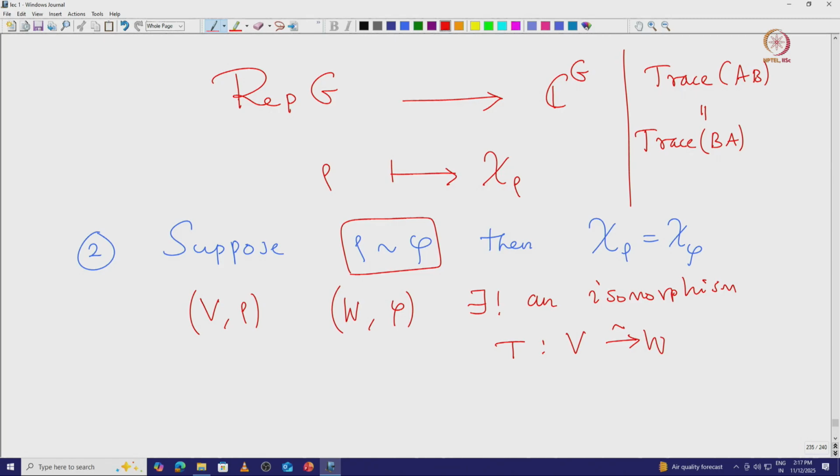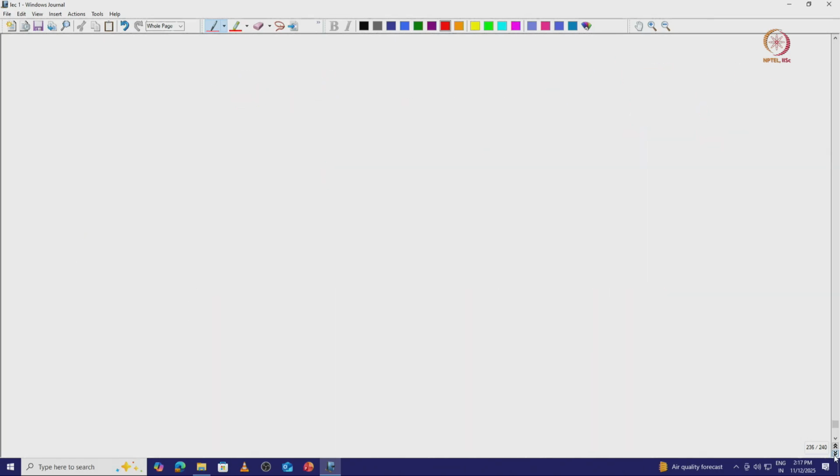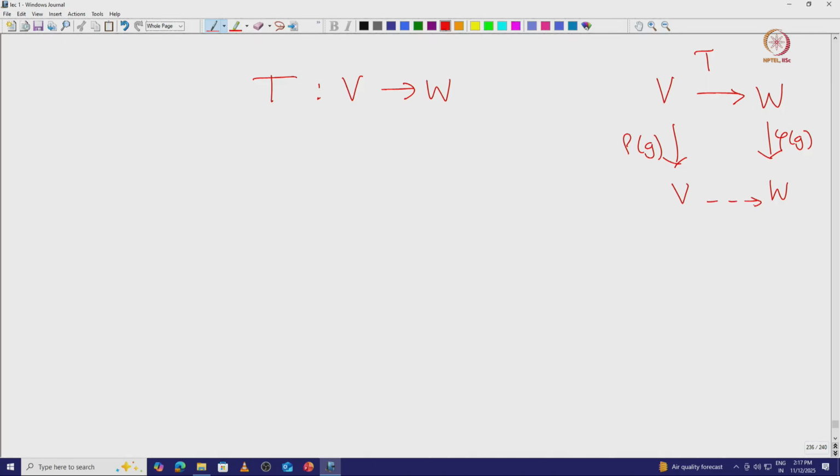What does it mean in terms of the maps? Let us write it down. This T is a map from V to W. Now, we have this action. Let us write down the diagram. We have V to W, and then V to V we have the action of G given by rho(g), and W to W we have the action of G given by phi(g), and then we have this T. Now, we can reach here in two ways.